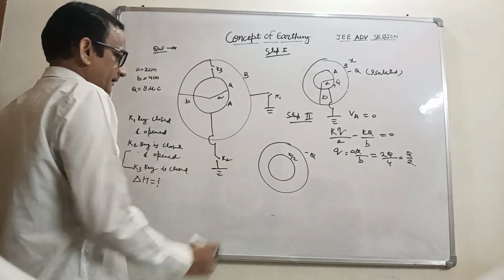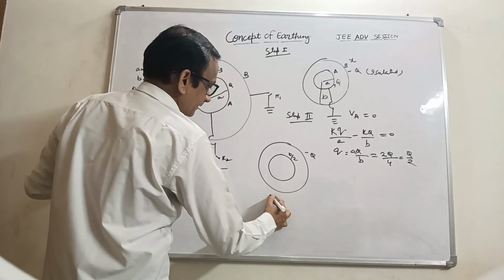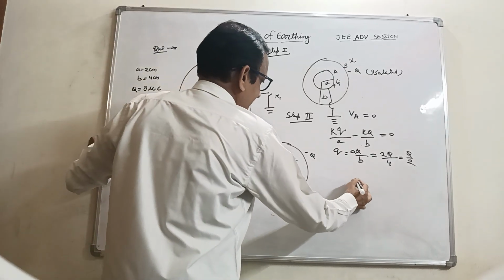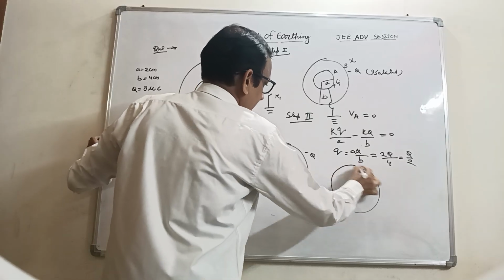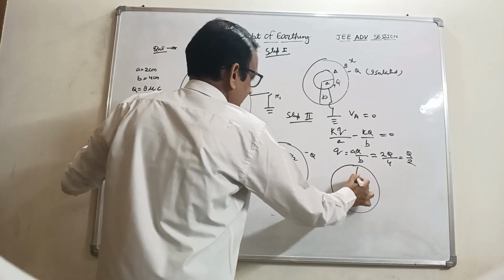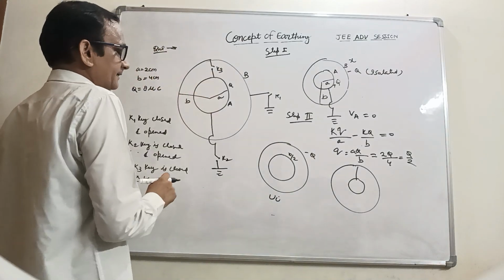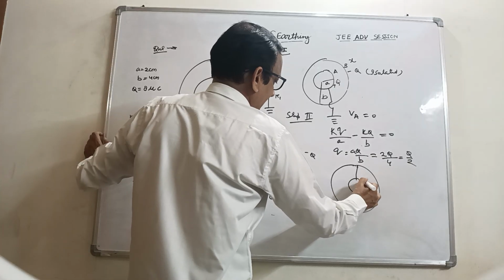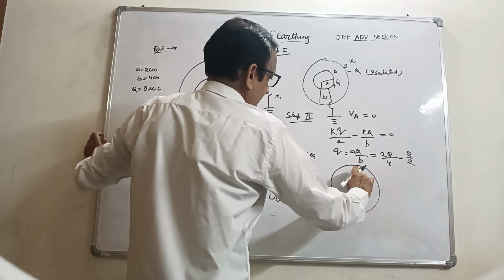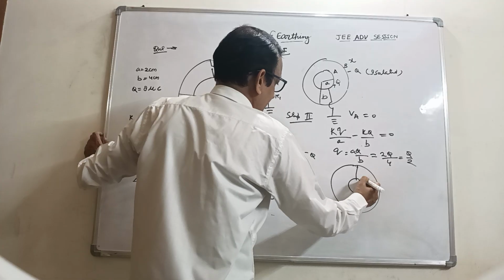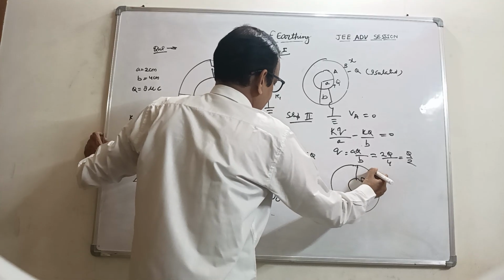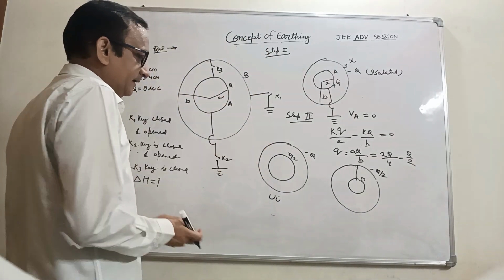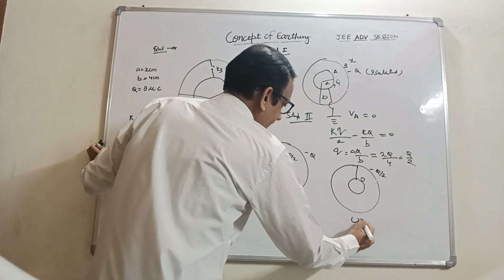This is the initial position of the system, and when we connect inner to outer, when the K3 key is closed, then we know the charge of the inner sphere would be transferred to the outer sphere. Here the charge becomes 0. Here would be Q minus Q by 2. We can also easily calculate this. This is the final position.